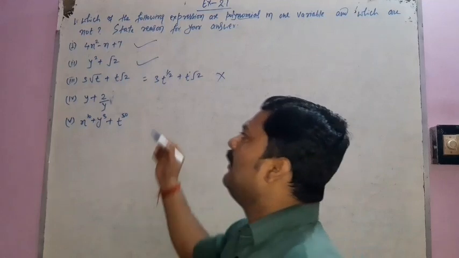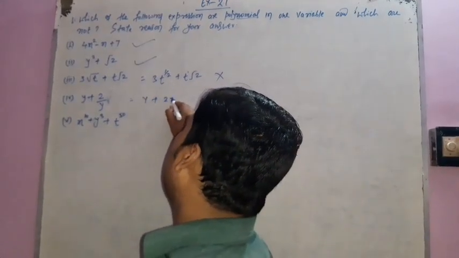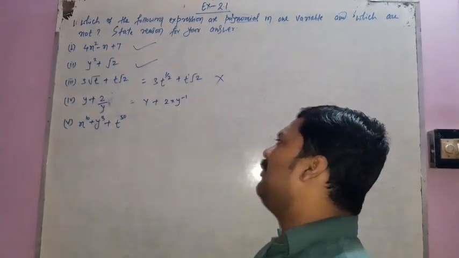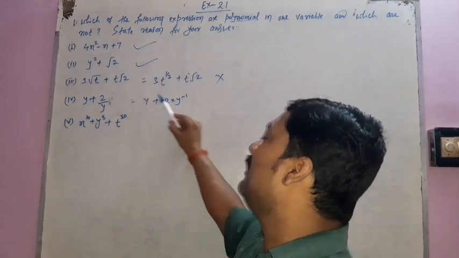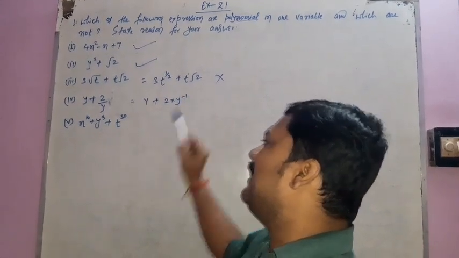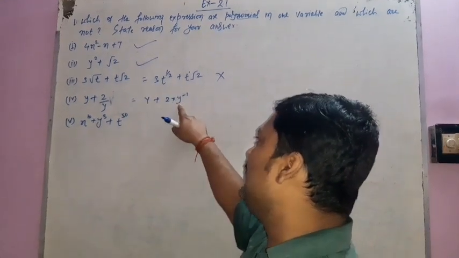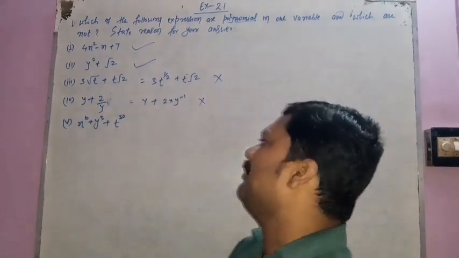Now in the next one, we can also write it like this, y plus 2 into y minus 1. Now in this algebraic expression, we are looking here the degree of this variable is 1, but the degree of this variable is minus 1. So here the degree of this variable is a positive integer, but the degree of this variable is not a positive integer. So this is also not a polynomial.